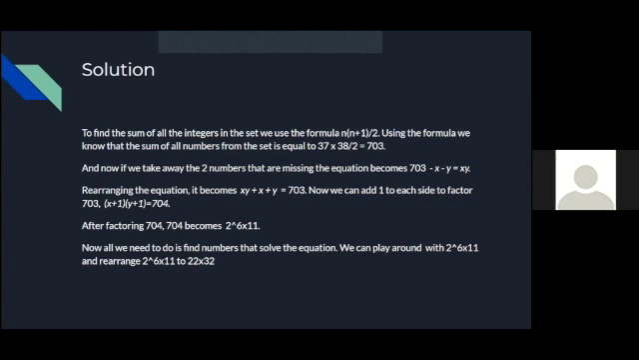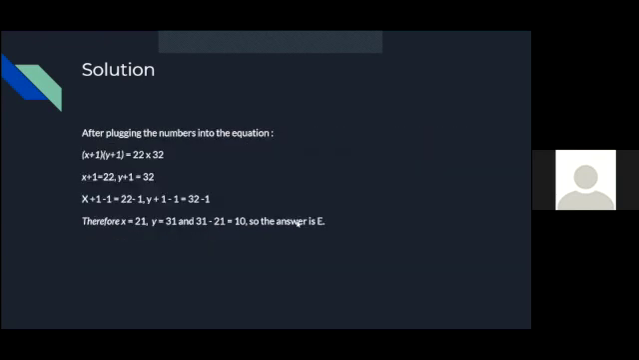And now all we need to do is find numbers that solve this equation. We can play around with 2 to the power of 6 times 11 and rearrange it to 22 times 32. And 22 times 32 also equals 704. So after we plug the numbers into this equation, x plus 1 times y plus 1 equals 22 times 32. X plus 1 equals 22 and y plus 1 equals 32.